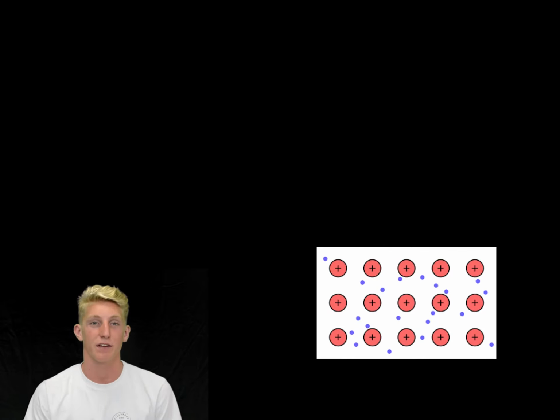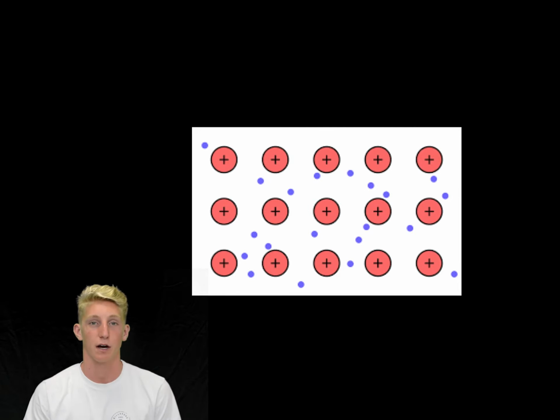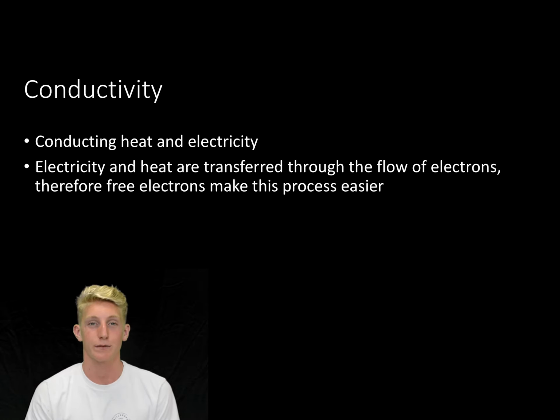Here we see an example of a metallic bond, in which delocalized electrons are floating around the positive protons of metal ions. Now we are going to be talking about the characteristics that metals have due to their delocalized electrons and electron sea model. The first being conductivity.